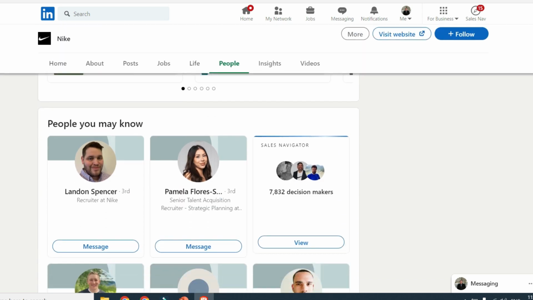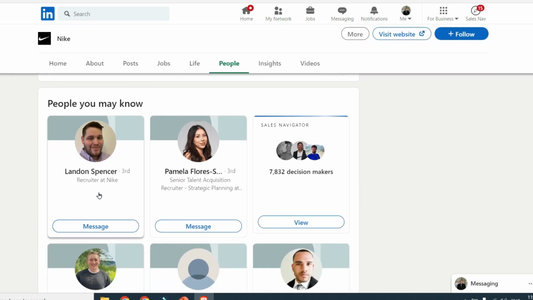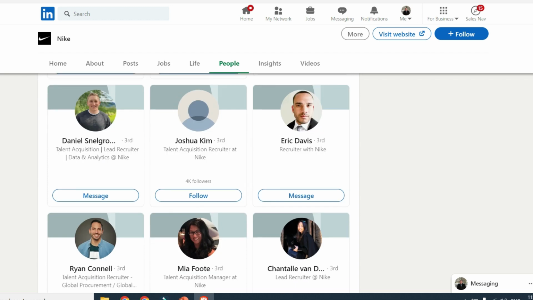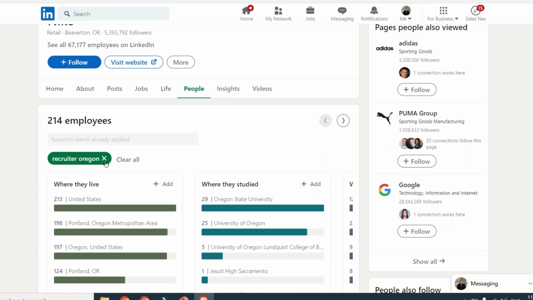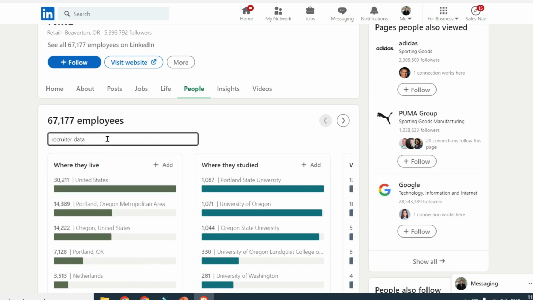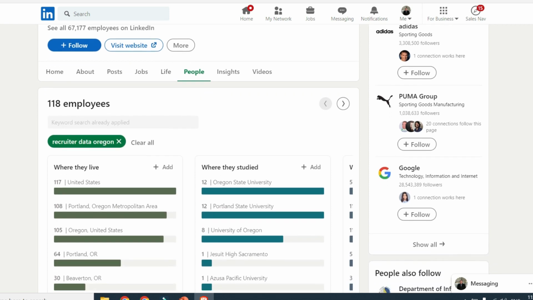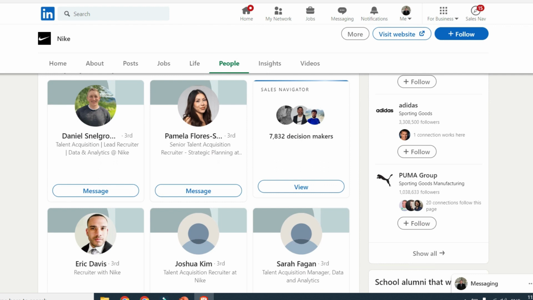You'll see at the bottom all of the people here. See here, recruiter at Nike, senior talent acquisition recruiter. That is a massive company. So you can narrow it down even more, obviously. So you can put recruiter, data, Oregon. So here's another search that I've done, Recruiter Data Oregon. And you can see here, that's another name for a recruiter, talent acquisition. So talent acquisition, lead recruiter, data and analytics. I'd definitely be trying to connect with this guy, Daniel.